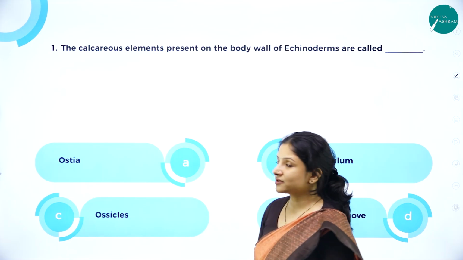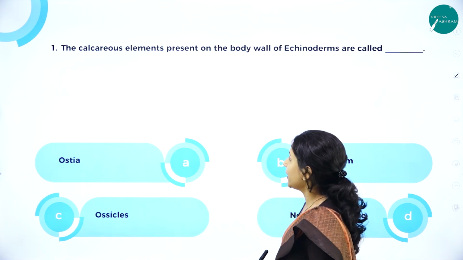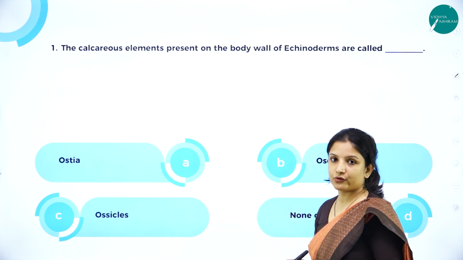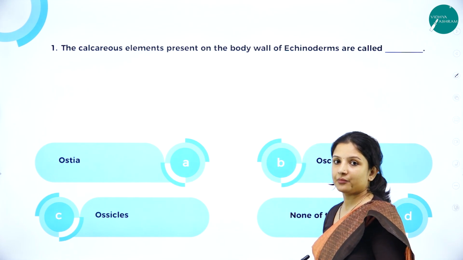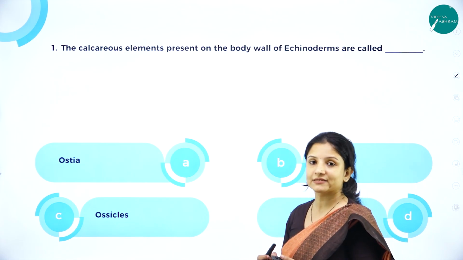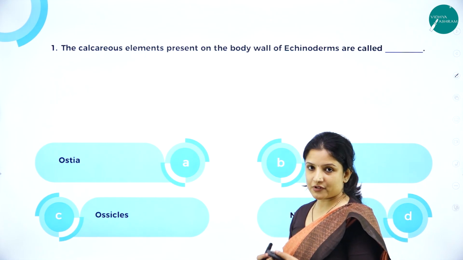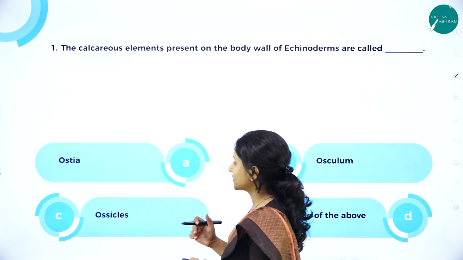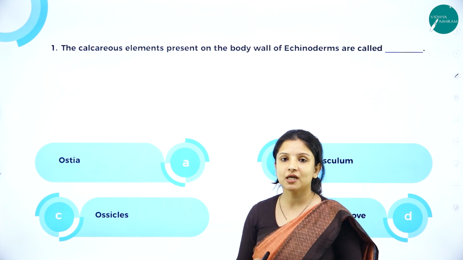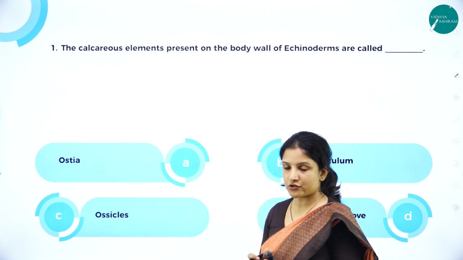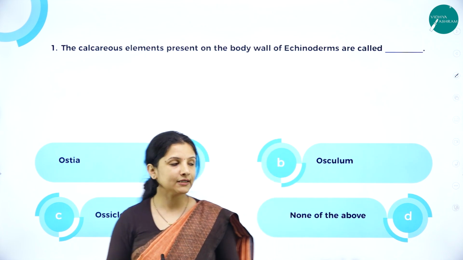So let's look into some of the MCQs under this topic. The calcareous elements present on the body wall of echinoderms are, or the question can be, the calcareous elements present on the body wall of asterias or starfish. Like that, they can take an example and also frame a question. Is it ostia? No, because ostia are the pores that are present in poriferan members, that is sponges. So ostia is the wrong answer.